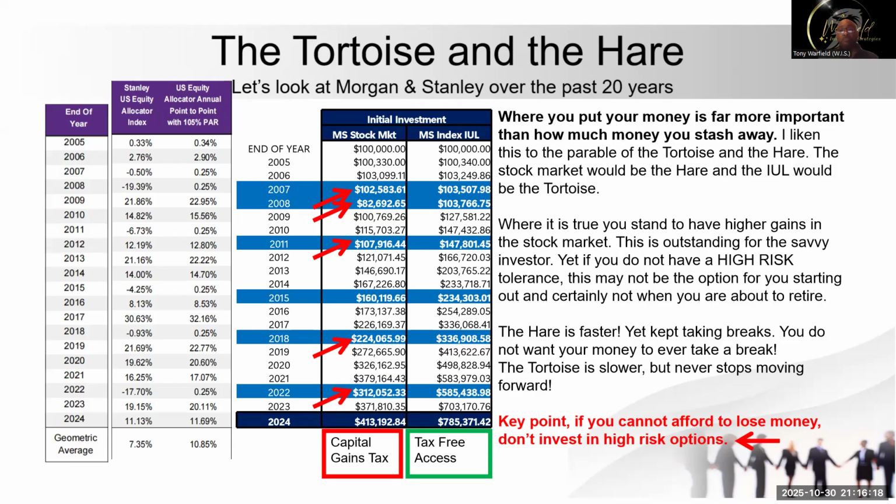So where you put your money matters. In this case, the rabbit was going slower than the turtle, right? So key point, if you cannot afford to lose money, don't invest in high risk options. It's important that you understand that, because if that money is gone, you can never get that money back. You can recover from losses, but you cannot recover losses. So once that money is gone, that money's gone.